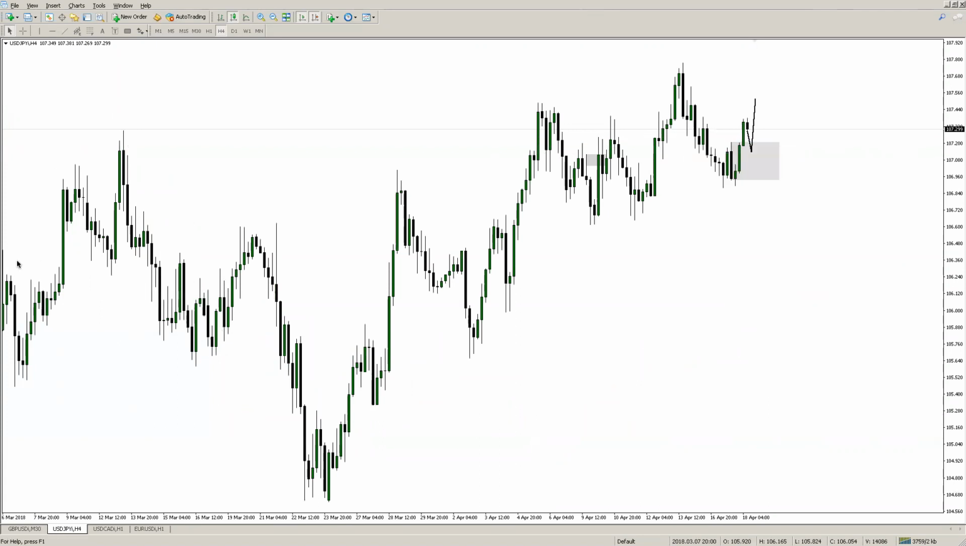So does that make sense for an ICT bullish order block? I'll explain a bearish one now. So type yes in the chat box if you understand what an ICT bullish order block is.